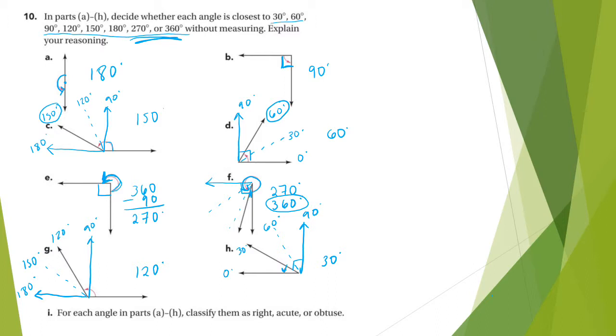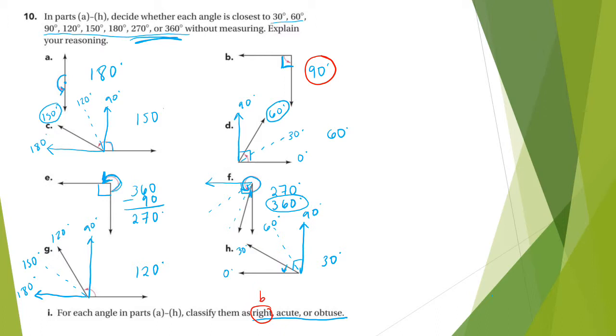But technically I can rotate in either direction. The last part of this question asks me to classify these triangles as right, acute, or obtuse. In particular, for my right angles, I can see one right angle here in the case of B, where that is exactly 90 degrees.